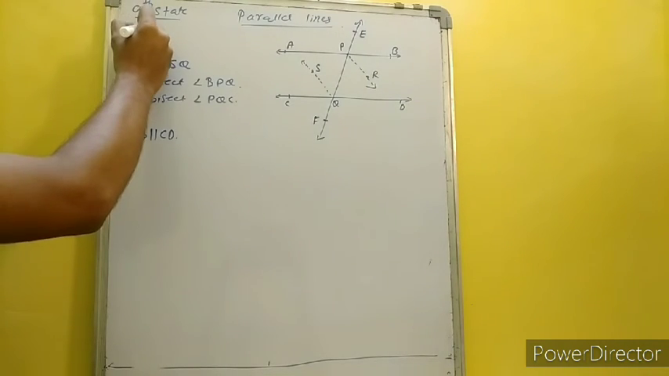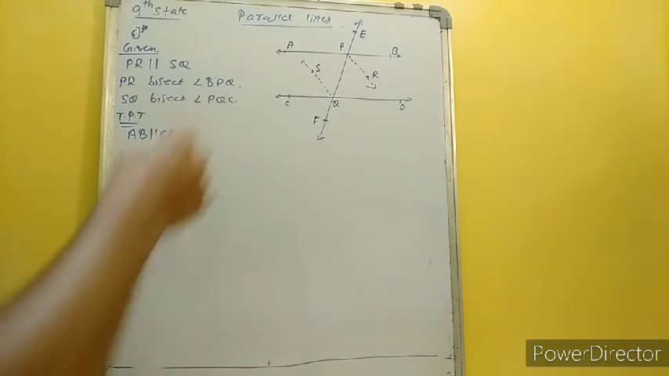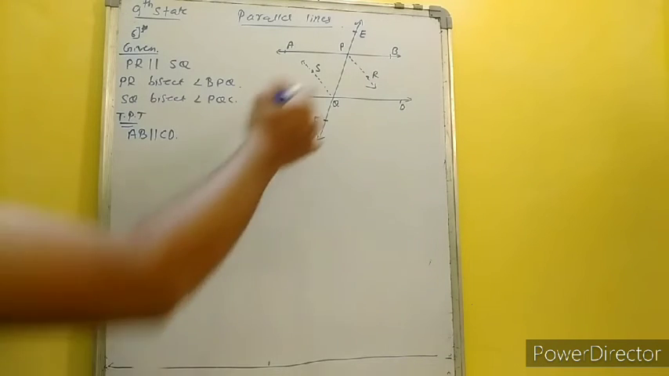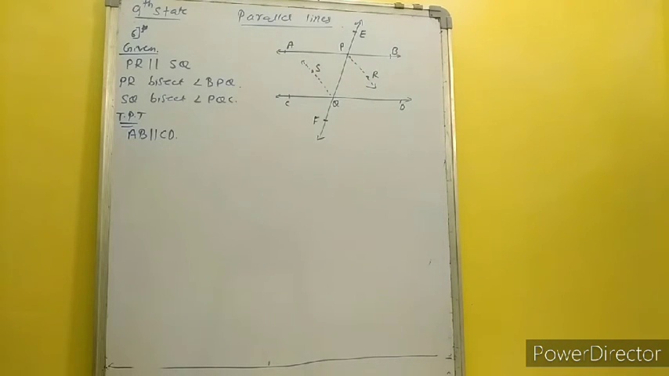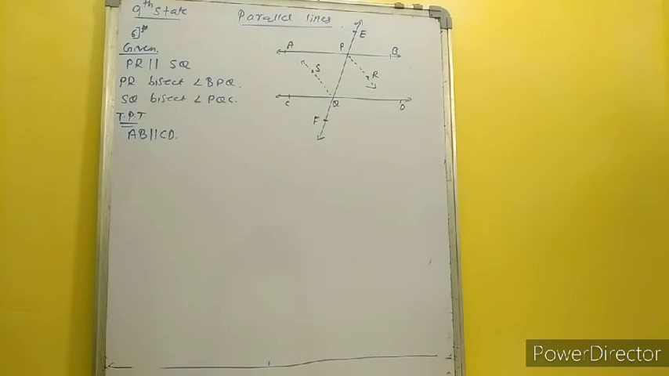Star mark the sixth question as well. Okay, I'll read the question for you. A transversal EF cuts line AB and CD. So AB and CD are the two lines, and the transversal is the line which cuts two lines at P and Q. So P and Q are given. Ray PR and ray QS are the bisectors of angle BPQ and PQC. Prove that AB is parallel to CD. We need to prove that AB is parallel to CD.